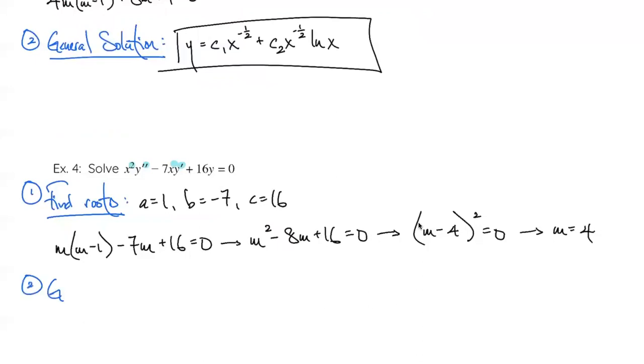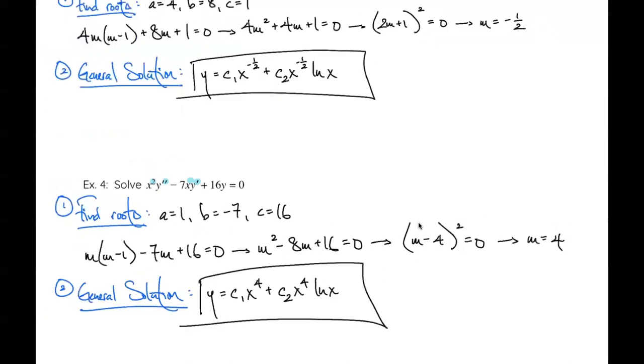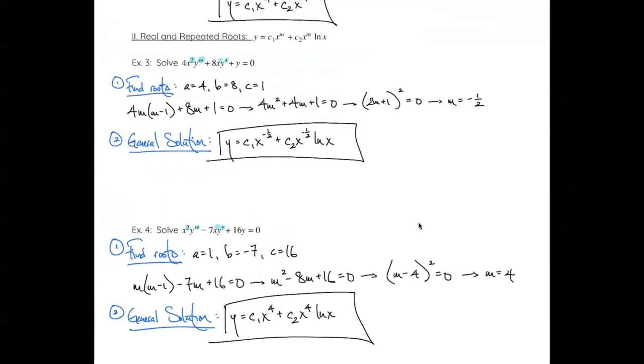And so we want to make sure we use that proper form of the general solution. And so we're going to get y equals c1 x to the 4th plus c2 x to the 4th. Don't forget about that natural log of x. All right. And so let's get both of these on one page for you. There's your 2 examples on real and repeated roots.